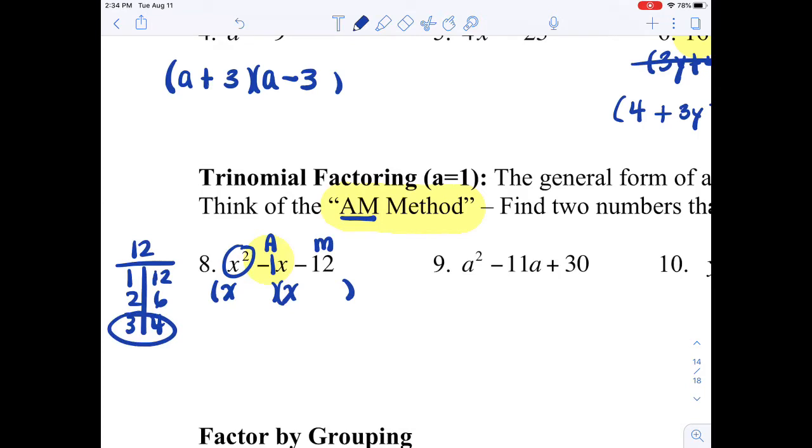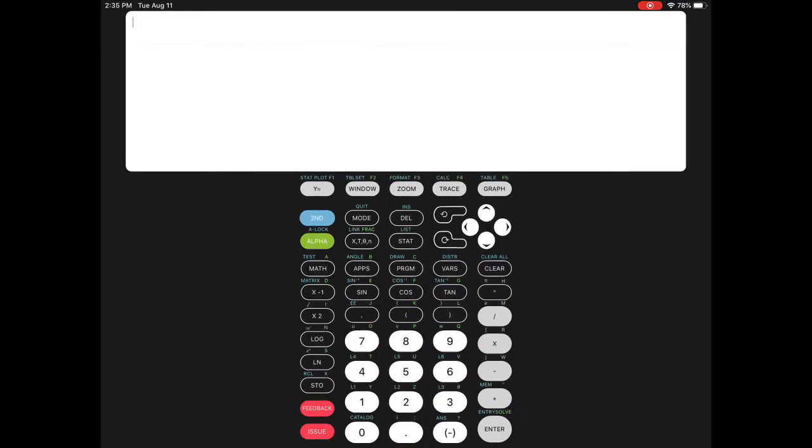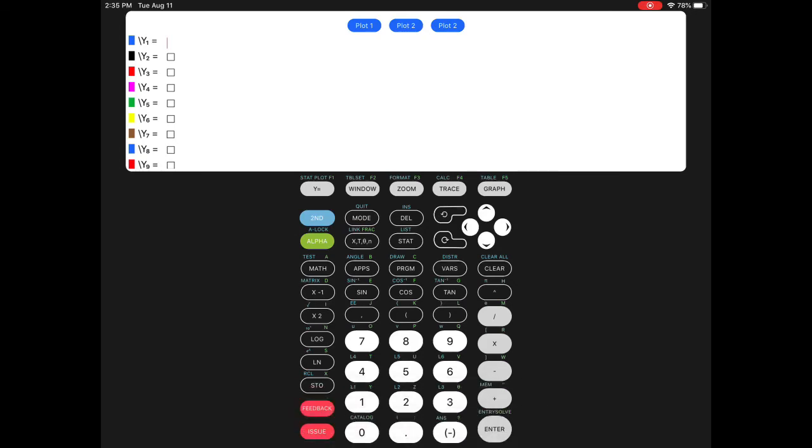So you can sit there and say, is this going to be a -3 and a +4, or a -4 and a +3? So which one adds up to be -1? It's this bottom one, -4 and +3. That way you have two numbers that multiply to -12 and add up to be -1. If you get stuck, what you can do is go into your graphing calculator. So let me open this one for just a second. And if you go to y equals, like for example in the next problem, let me do a little split screen on this.